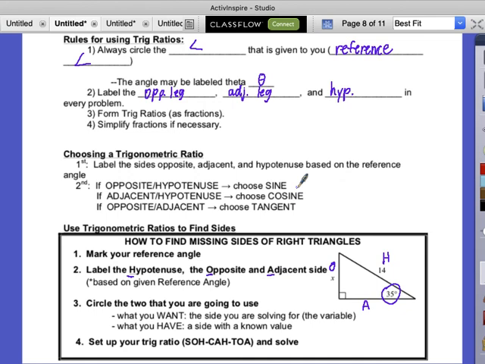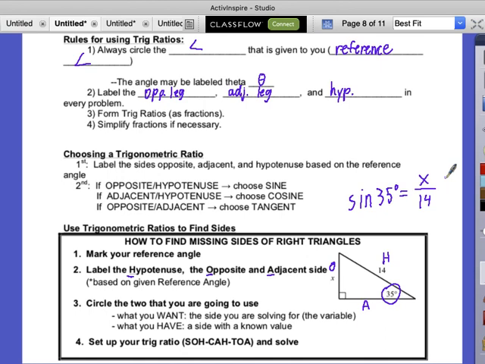Then we're going to set up our trig ratio and solve. So we say sine of the angle, so sine of 35 degrees, is equal to blank over blank. x over 14, the opposite over the hypotenuse length. Sine of 35 degrees is equal to x over 14. Instead of saying angle, we now know the measure, so we call it 35 degrees. We set this up, and then we'll solve it like we would an algebra problem.